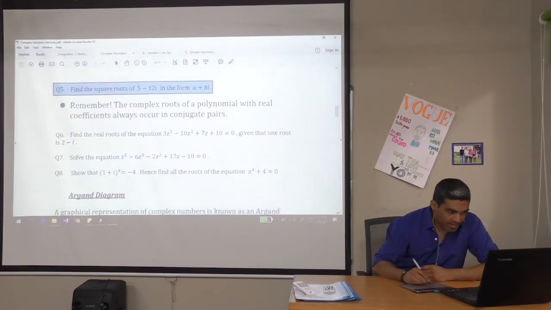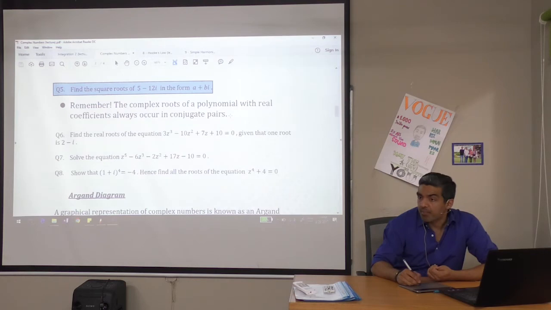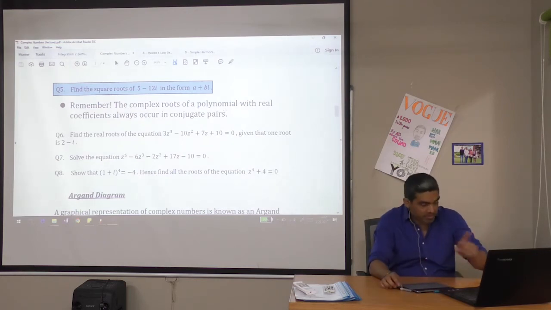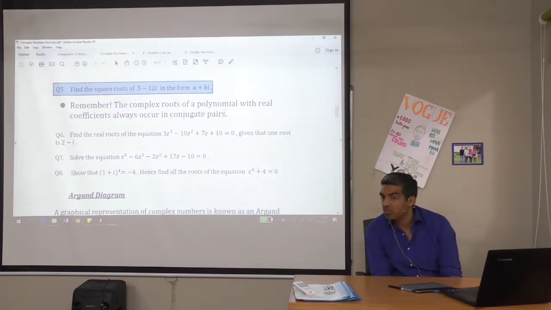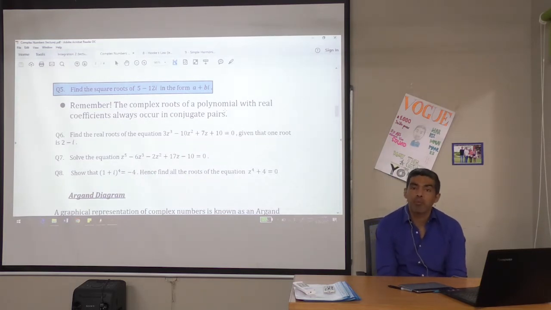Okay, and I need to repeat this statement, although I've said this before, but it's very important. Remember, the complex roots of a polynomial with real coefficients always occur in conjugate pairs. We had a discussion on this that if one root 2 plus i is considered, there has to be a 2 minus i as well. If one root is 3 plus 2i, then there has to be a 3 minus 2i as well, if the polynomial that you're solving has real coefficients. If the coefficients are not real, then it can be anything.